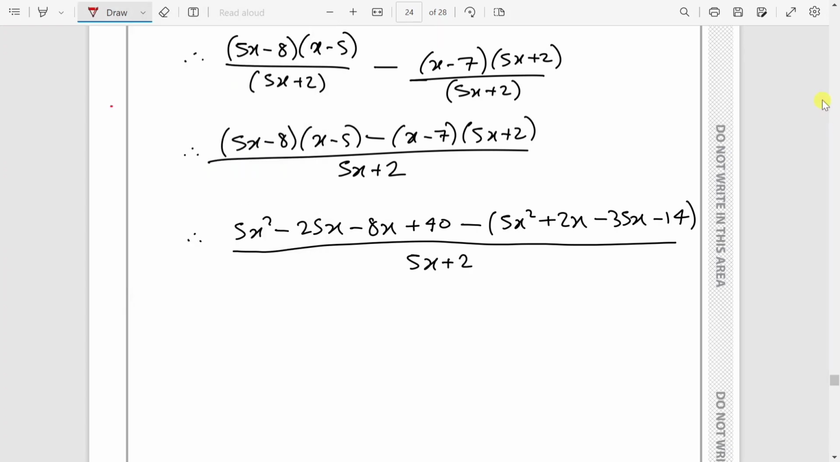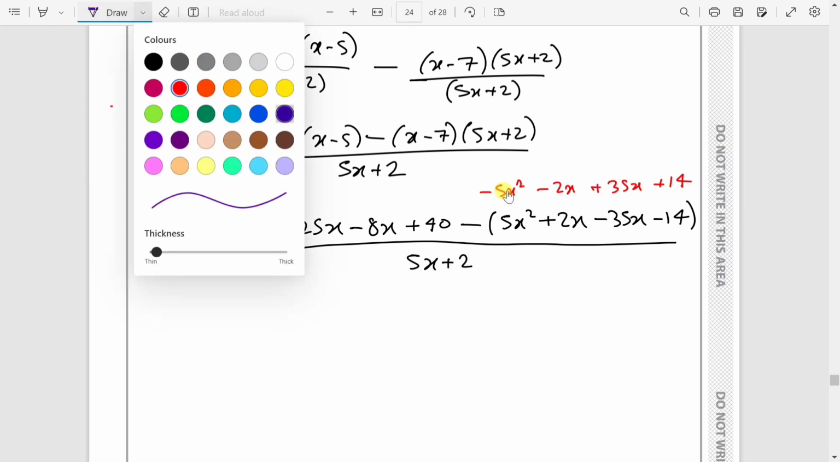So let's have a look. So if you think about this, it flips all the signs, right? So this will basically be minus 5x squared minus 2x plus 35x plus 14. Okay, so let's collect like terms. So we've got 5x squared minus 5x squared. Oh cool, they cancel out. So that cancels out actually.